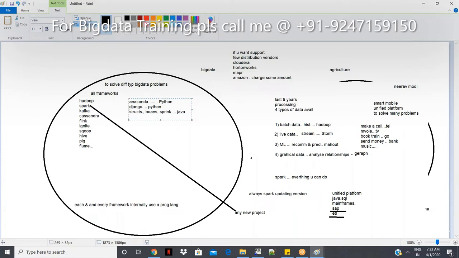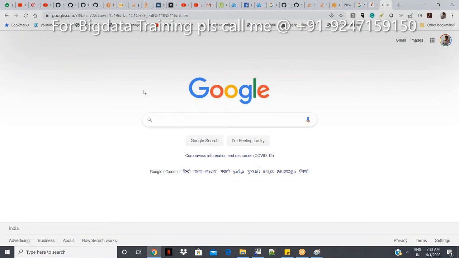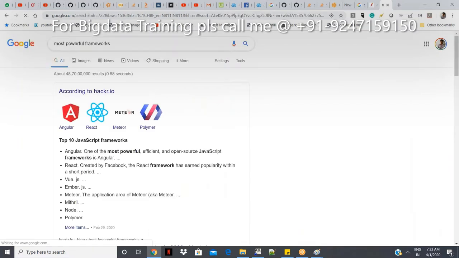Similarly, CodeIgniter framework internally uses PHP. Similarly, Spark, and Play, internally use Scala. Scala is one programming language. So to implement any framework, I'm not saying particularly this framework. What is the most powerful framework? AngularJS. Okay. This is open source, a web front-end tool, front-end related.